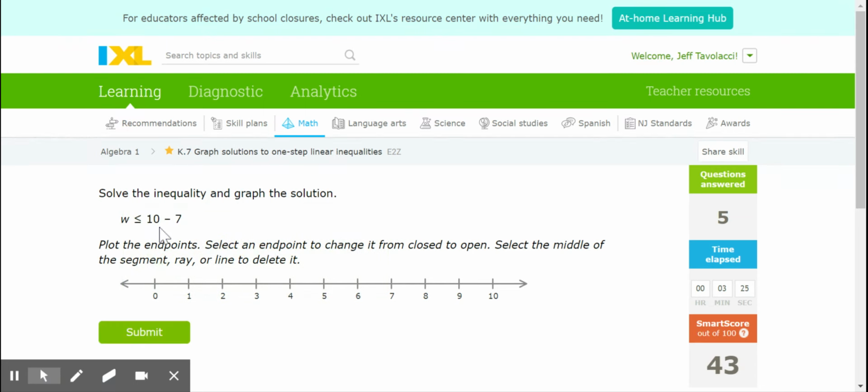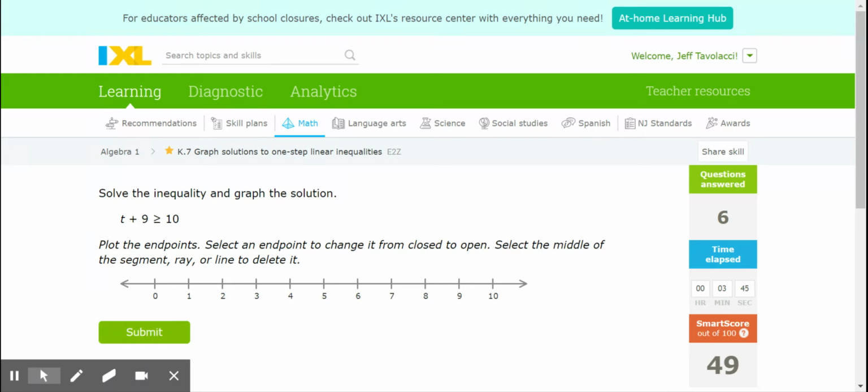Okay, W is less than or equal to 10 minus 7. 10 minus 7 is going to be 3. So W is less than or equal to 3. 3 is my boundary. Okay, I'll hit that. We want to keep that shaded because we want 3 because it's equal to, and everything less than 3, which will be to the left.